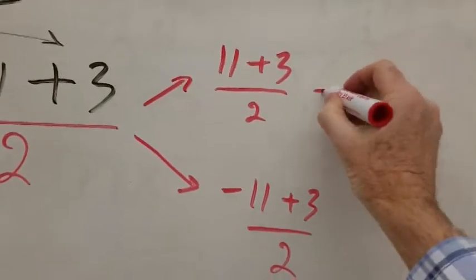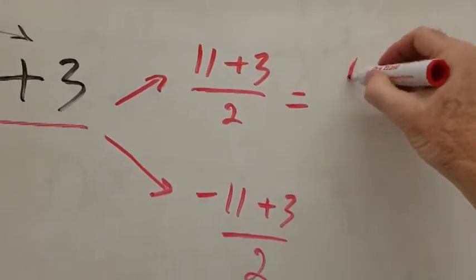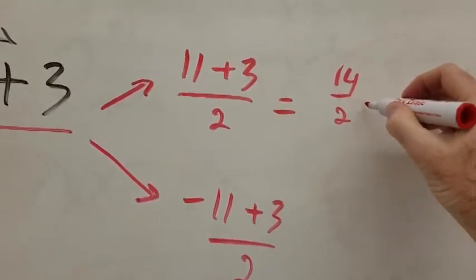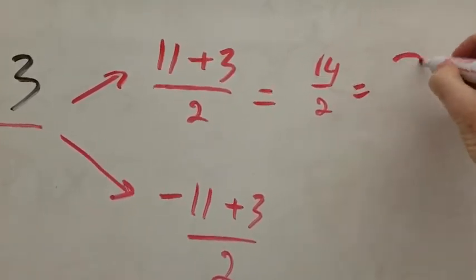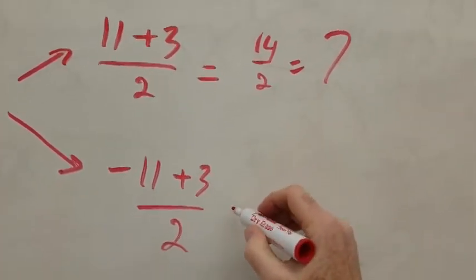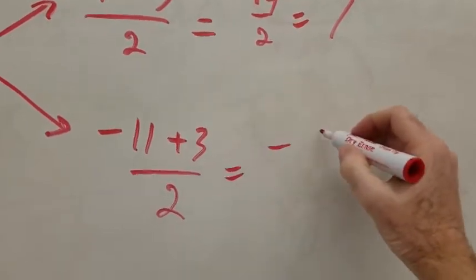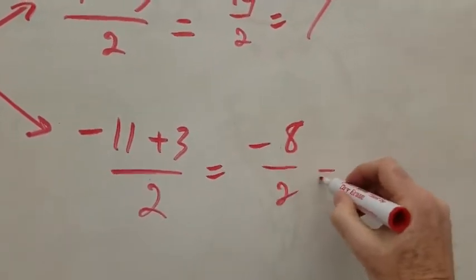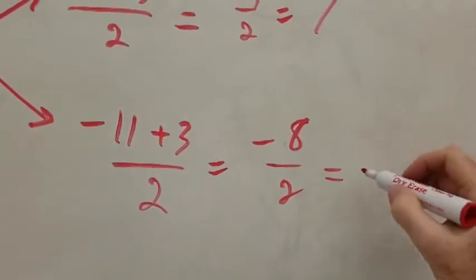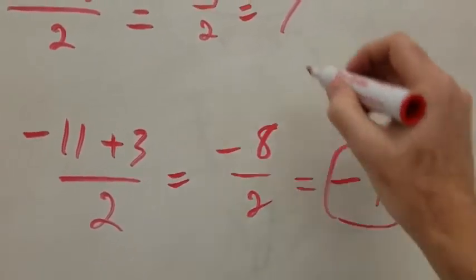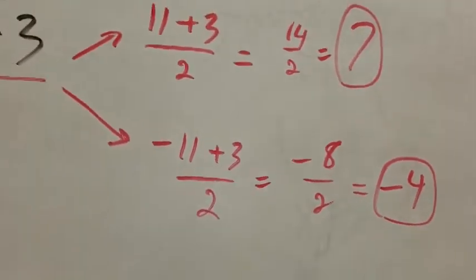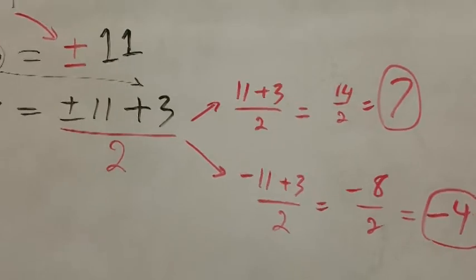So let's solve each of these individually. So this is a 14 over 2. That's a 7. And this one is a negative 8 over 2, which is negative 4. So you got two answers here for this particular problem.